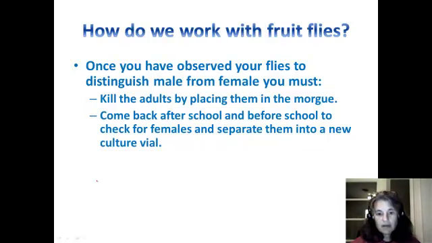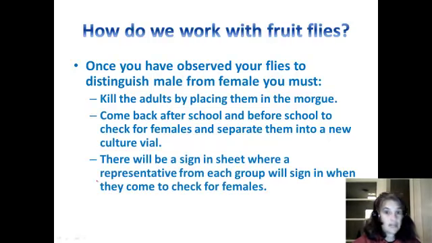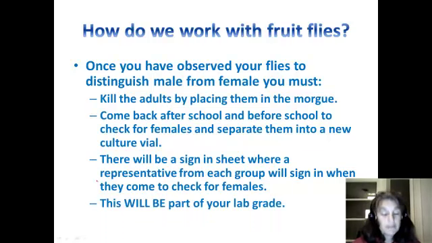So once we get rid of the adults, you'll have a vial that is just these larval and pupal offspring, and someone from your lab group is going to have to come back after school and check for any females that might have emerged. It doesn't have to be the same person every time, but somebody's going to have to come in, sign in, and check for those virgin females. That will be part of your group's lab grade. So you work it however you want. I don't care who comes, but somebody needs to come.